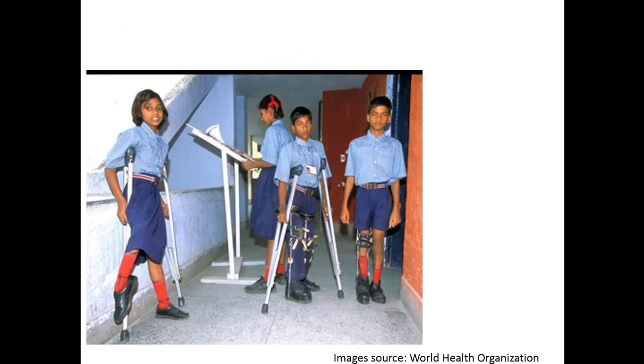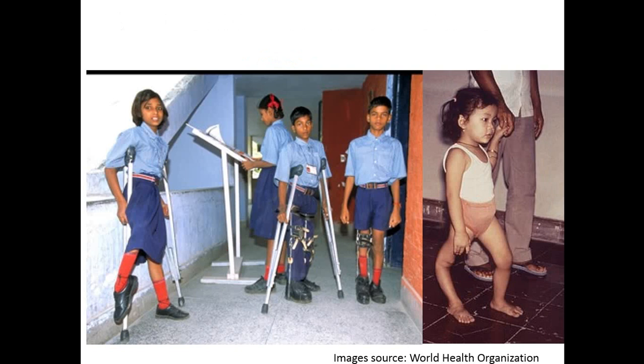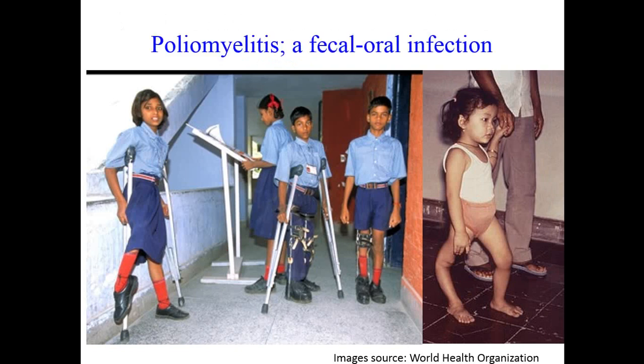Another picture that I've got from the WHO website shows another important infectious disease, poliomyelitis. Again, a viral infection. It's a fecal-oral infection, so it enters the body through the gastrointestinal tract, and it causes basically the death of neurons in the anterior horn of the spinal cord, and it leads to paralysis. And these kids that you're seeing in here are cases that have had polio for years.